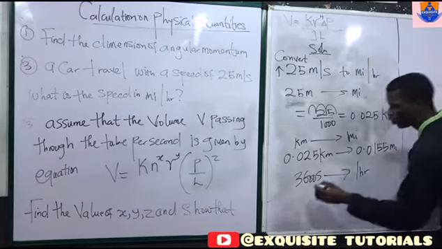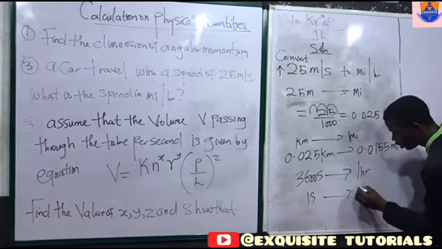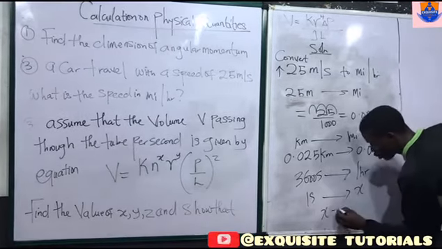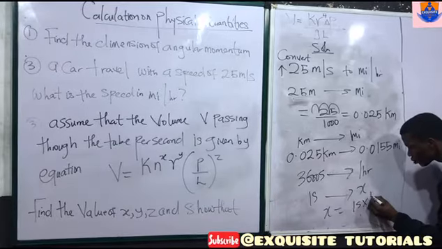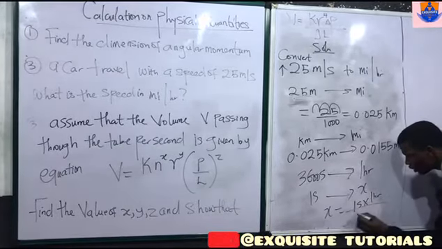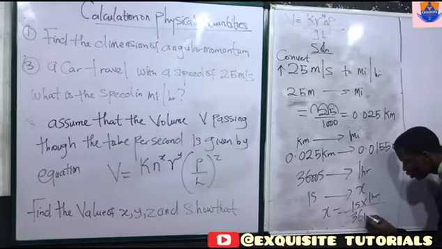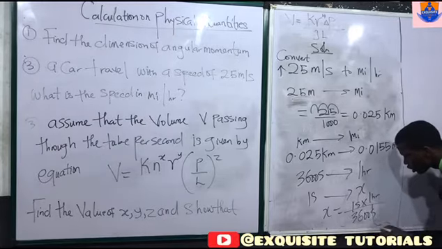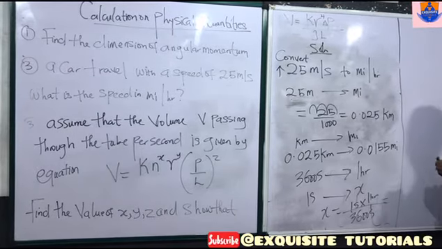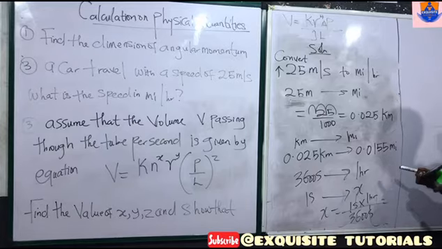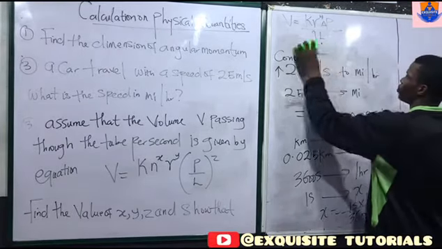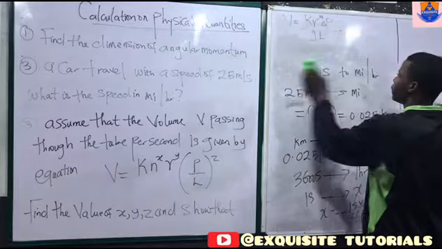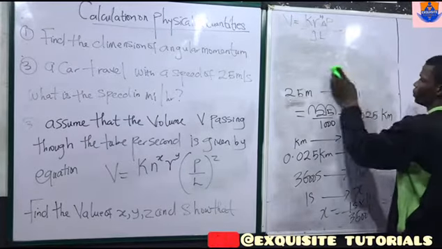So for this case, I'm trying to convert 1 second to hour. So if I want to convert 1 second here to hour, it will be x, and our x will be equal to 1 second times 1 hour divided by 3600 seconds. So our seconds will cancel out the seconds, and we'll be left with 1 all over 3600. Remember, we are converting from meter per second to miles per hour.